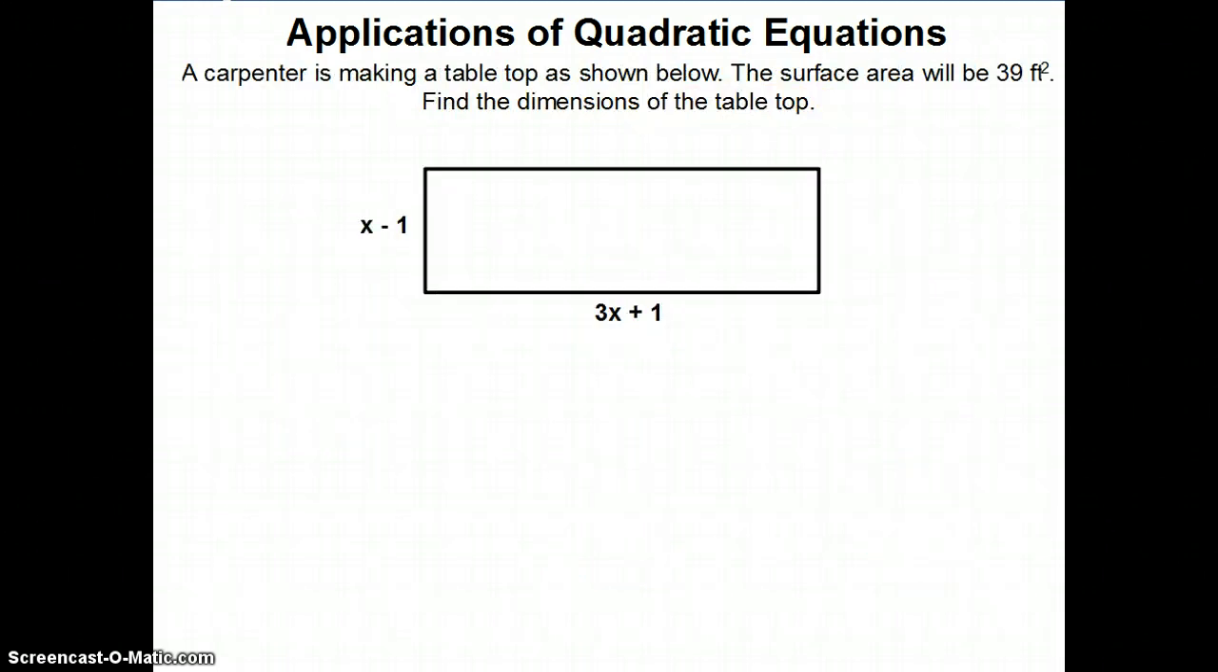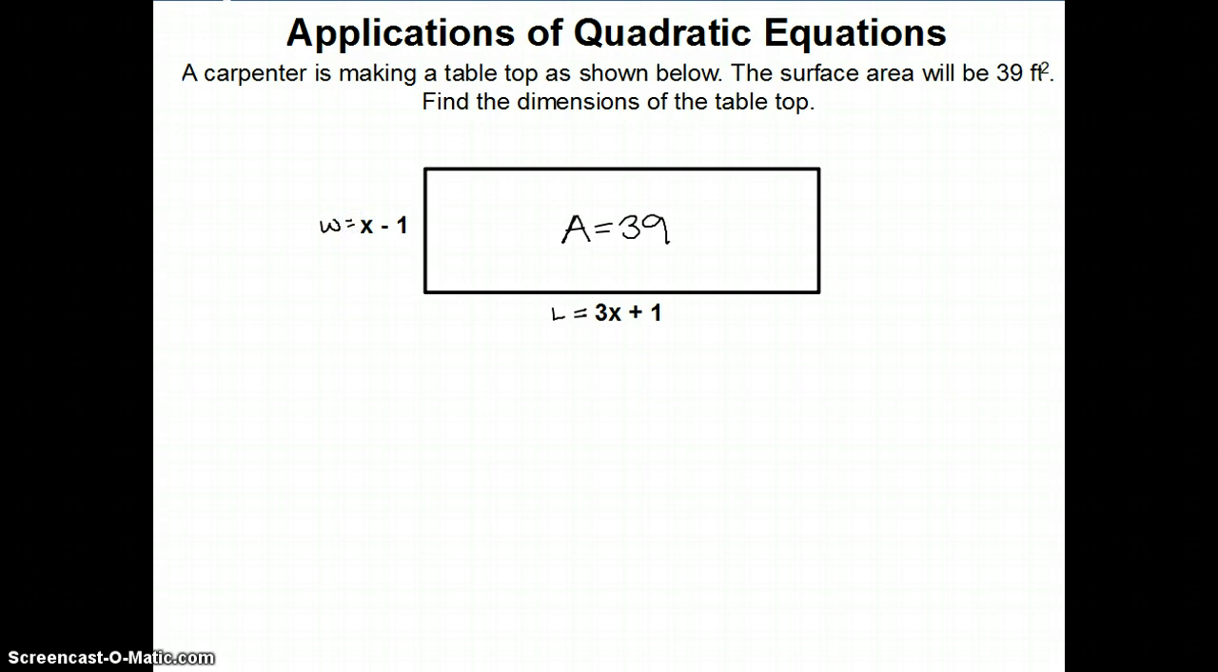Next, a carpenter is making a tabletop as shown below. The total surface area is 39 square feet. So again, area is 39 square feet. I'll go ahead and leave the units out just to make it a little easier to see. I have length in my diagram as 3x plus 1. I have width in my diagram. They tell me that information as well, and it's x minus 1.